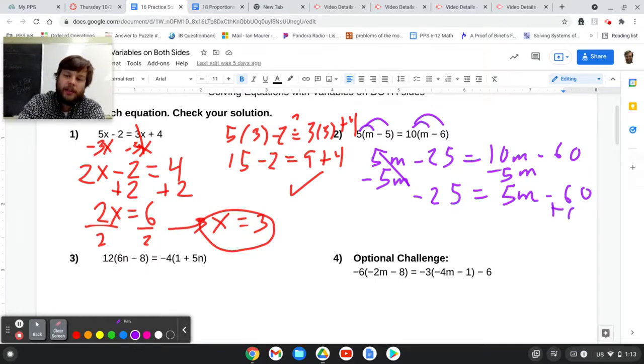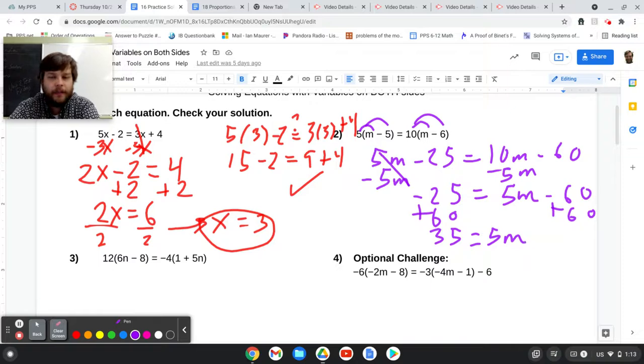Then I want to move my constants to the other side. Plus 60 gives me 35 equals 5m. Divide both sides by 5 and I have my solution. 7 is equal to m.